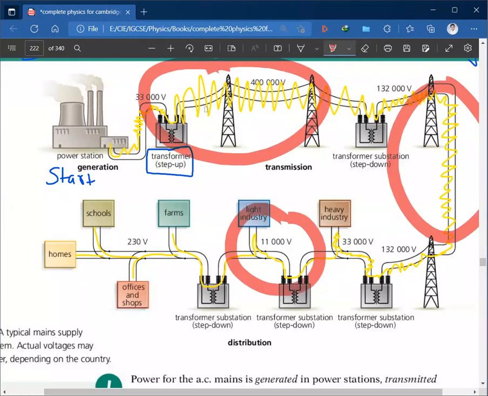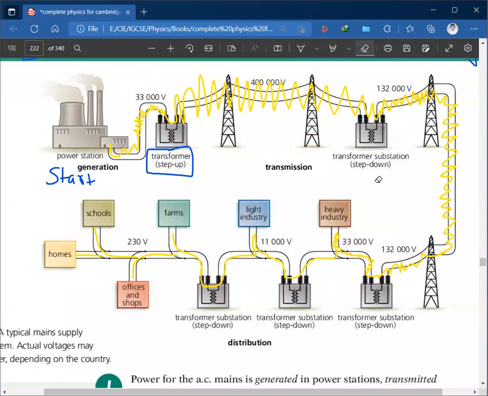What can you compare? Now, Shreya, I want you to compare these three regions. Where do you think has more, let's say, fluctuation? The top one, when it's going from the step up transformer to the step down transformer. Okay, so a lot more fluctuations there.